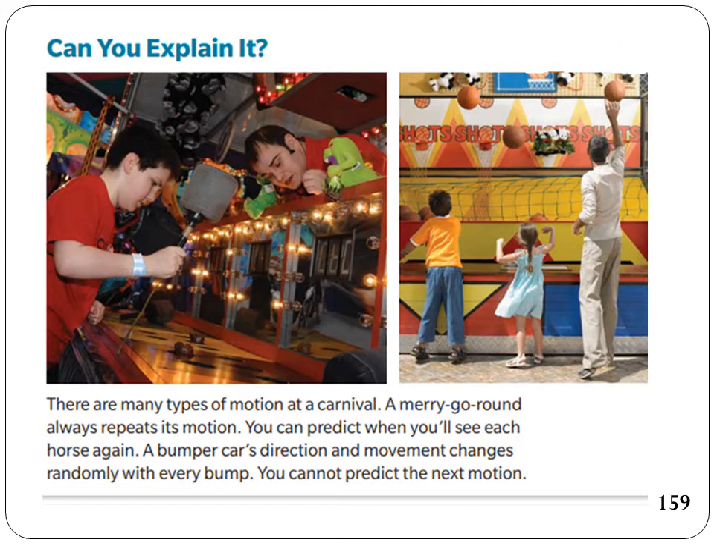Now, my lovely students, please open your books on page 159. There are many types of motion at a carnival. A merry-go-round always repeats its motion. You can predict when you will see each horse again. A bumper car's direction and movement changes randomly with every bump. You cannot predict the next motion.